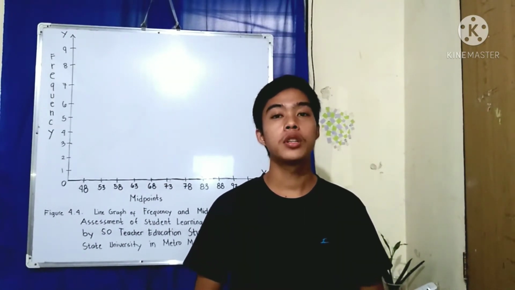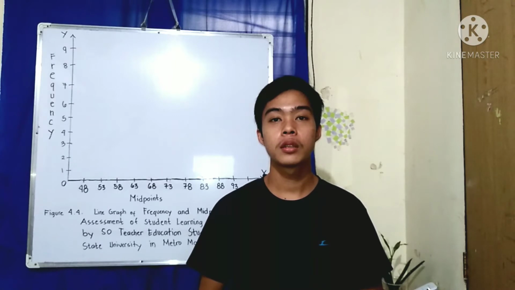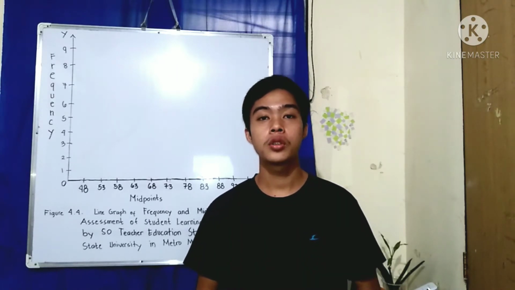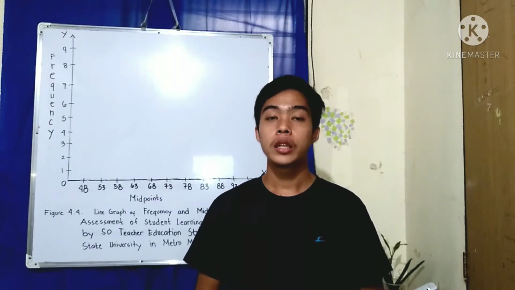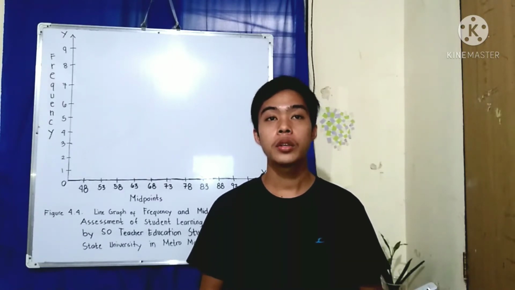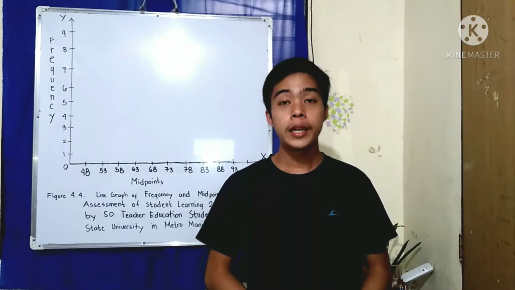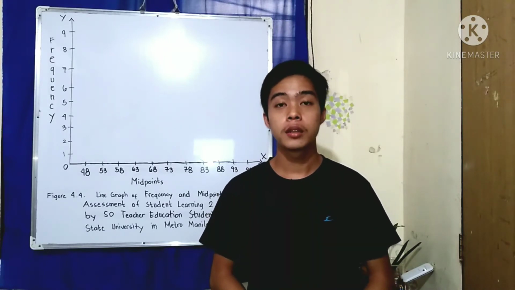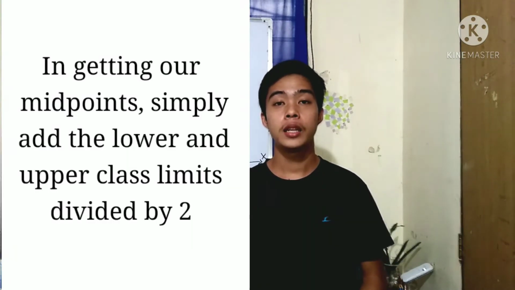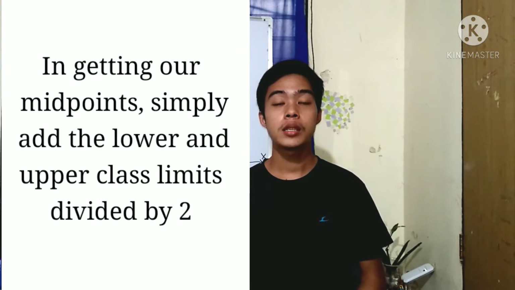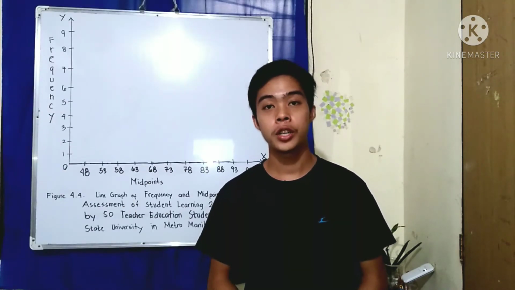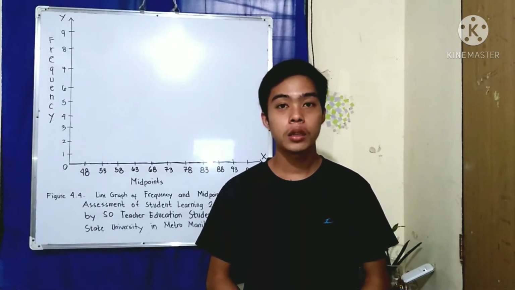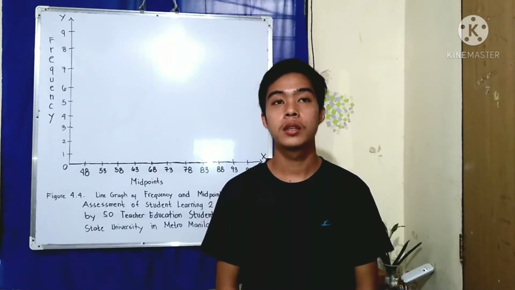Now let's move on to midpoints. If you remember the report of Mr. Hamili, he taught us how to get the midpoints. In getting our midpoints, you will just add the lower class limit and upper class limit, and then divide it by 2. If you remember the report of Mr. Hamili, you will know how to get the midpoints.